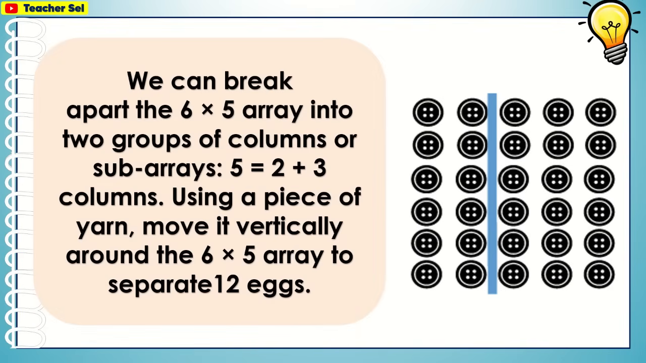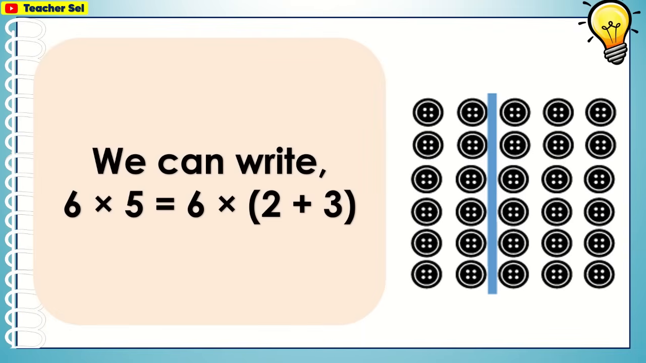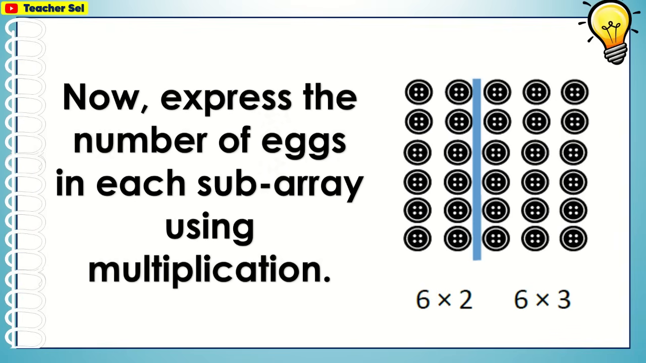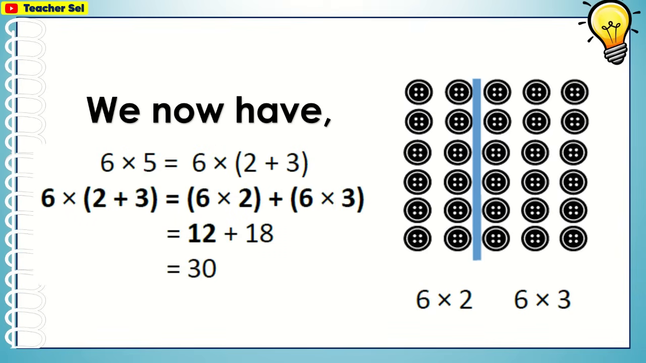We can break apart the 6 times 5 array into 2 groups of columns or sub-arrays. 5 is equal to 2 plus 3 columns. Using a piece of yarn, move it vertically around the 6 times 5 array to separate 12 eggs. We can write 6 times 5 equals 6 times (2 plus 3). Now, express the number of eggs in each sub-array using multiplication. We now have 6 times 5 equals 6 times (2 plus 3).